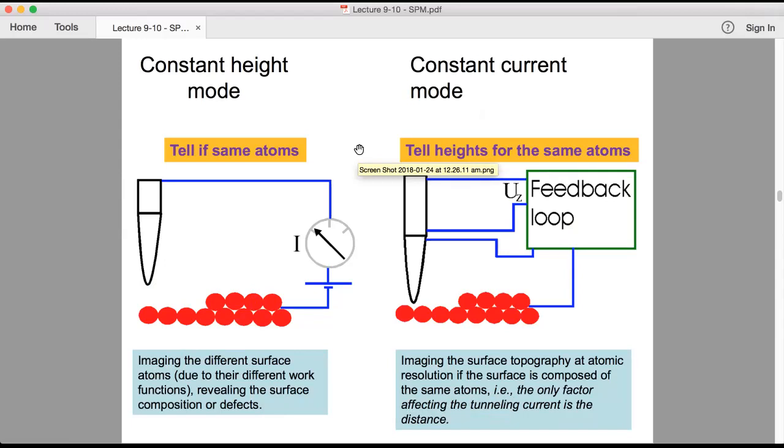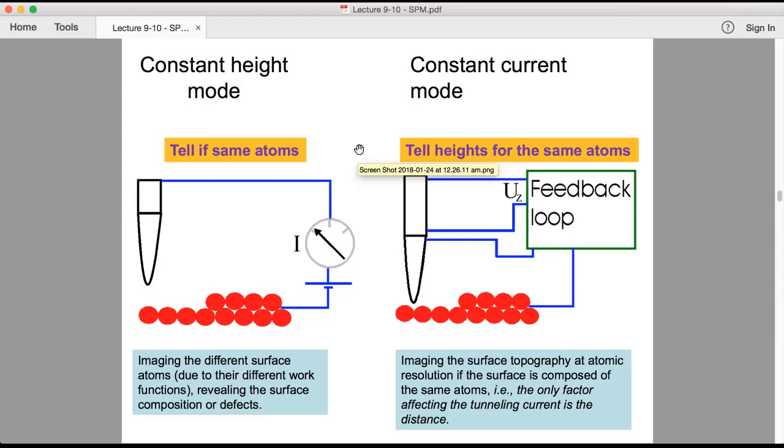Because if you have a height difference, you won't be able to say whether this current difference is occurring because of a different atom, with a different electron density, or because of a different height. So in the constant height mode, it's better for you to have a smooth surface. The constant current mode will tell you heights for the same atom. So it is better if you have a not so smooth sample, but with a homogeneous medium.